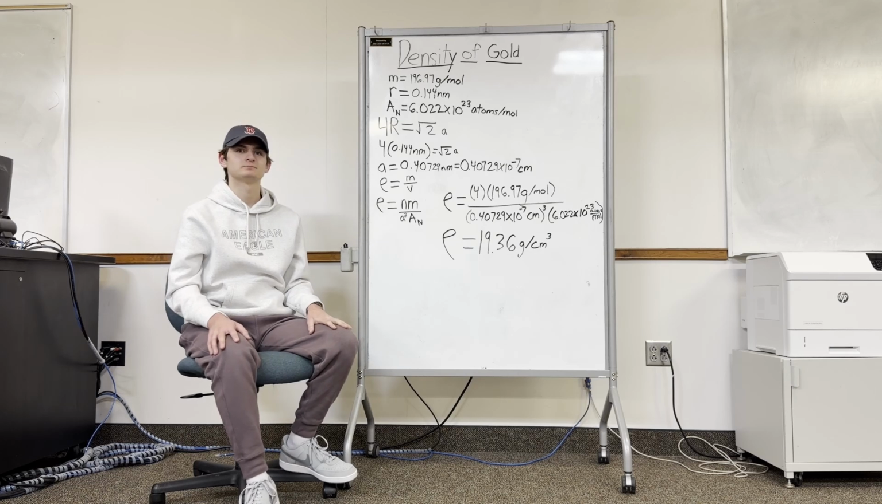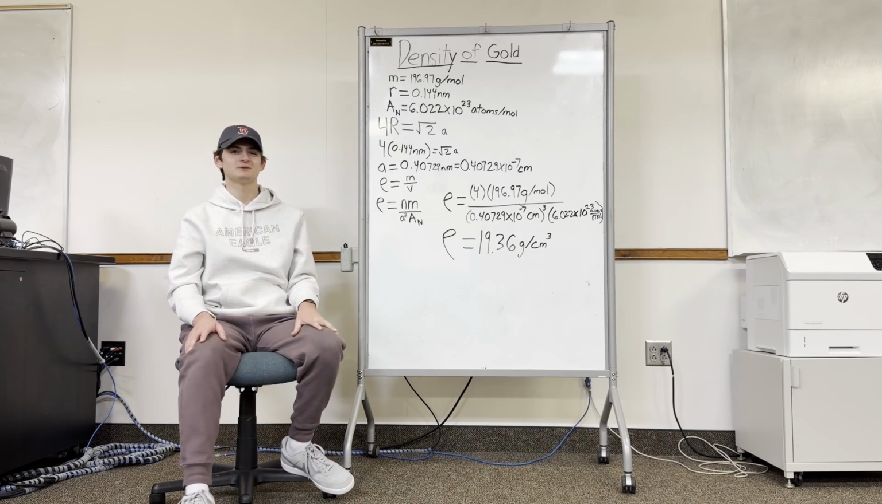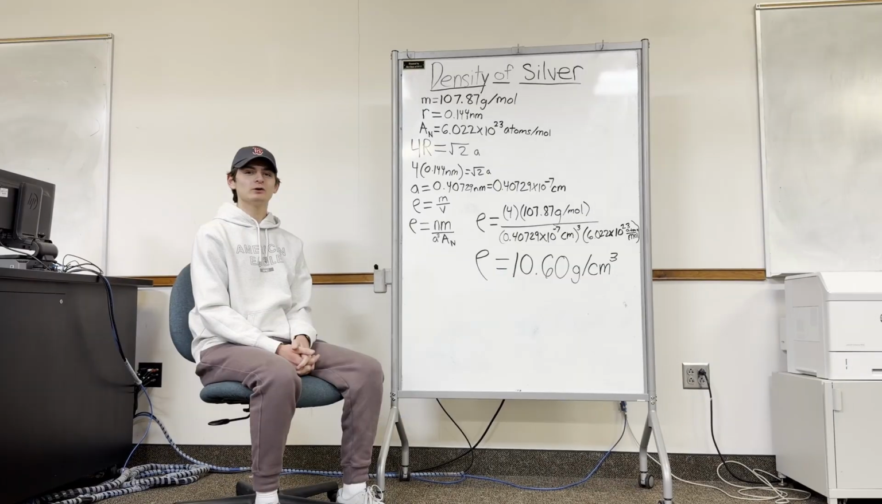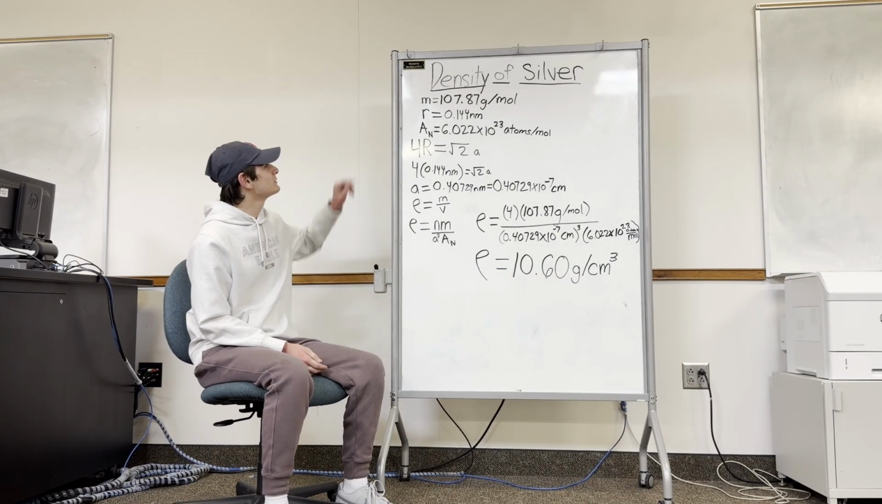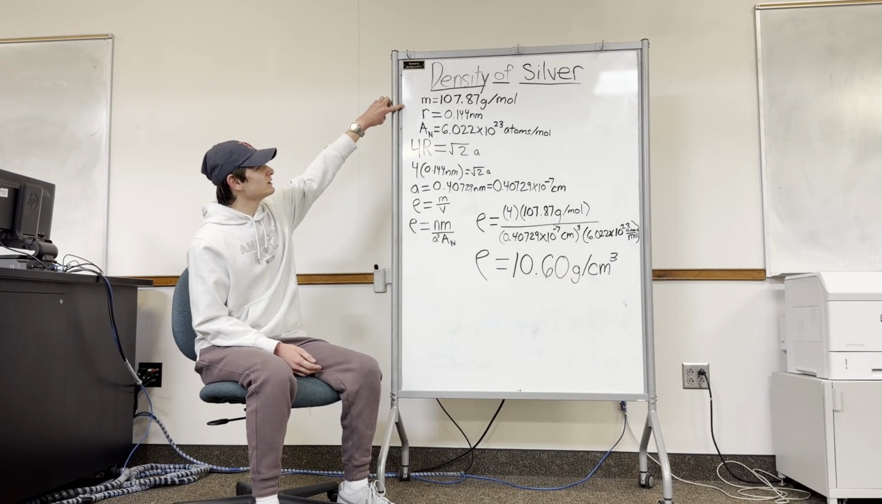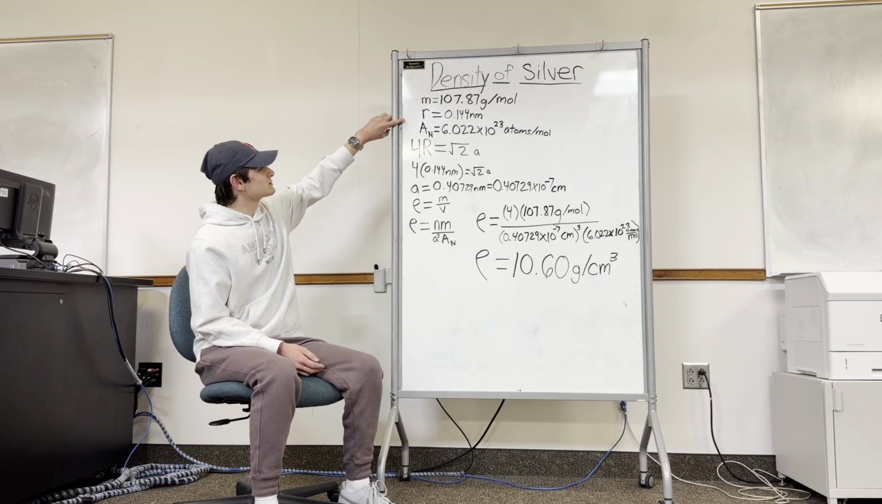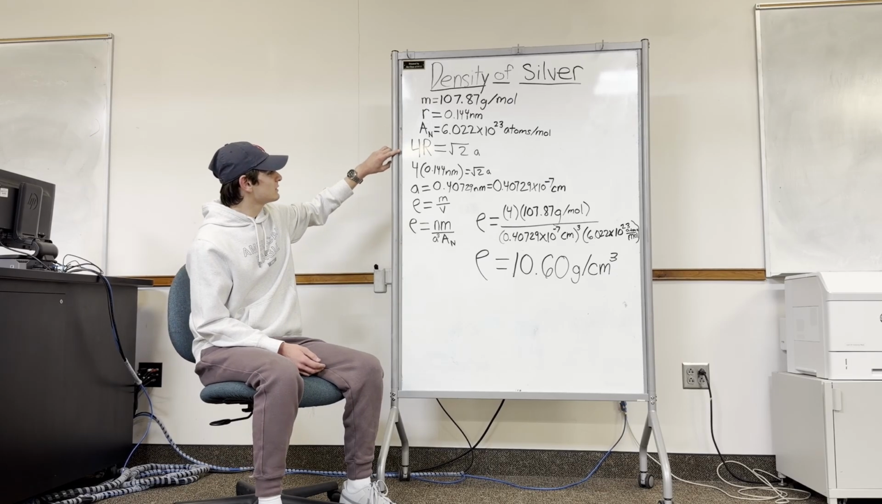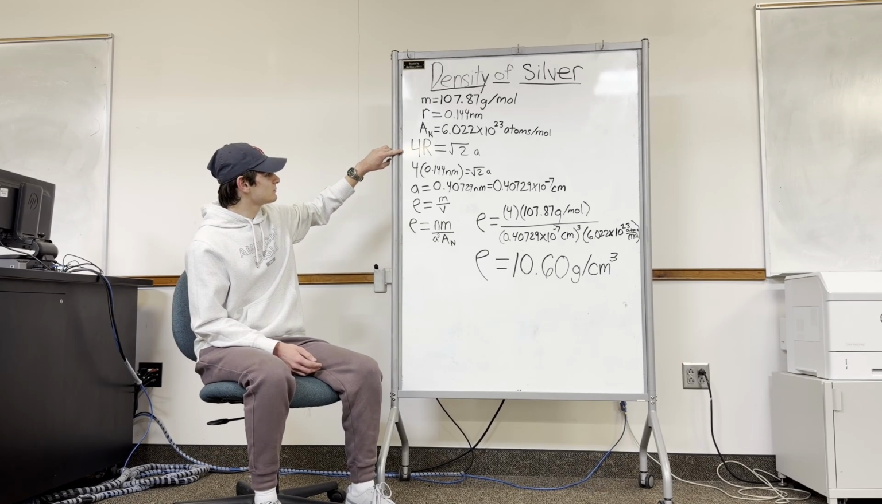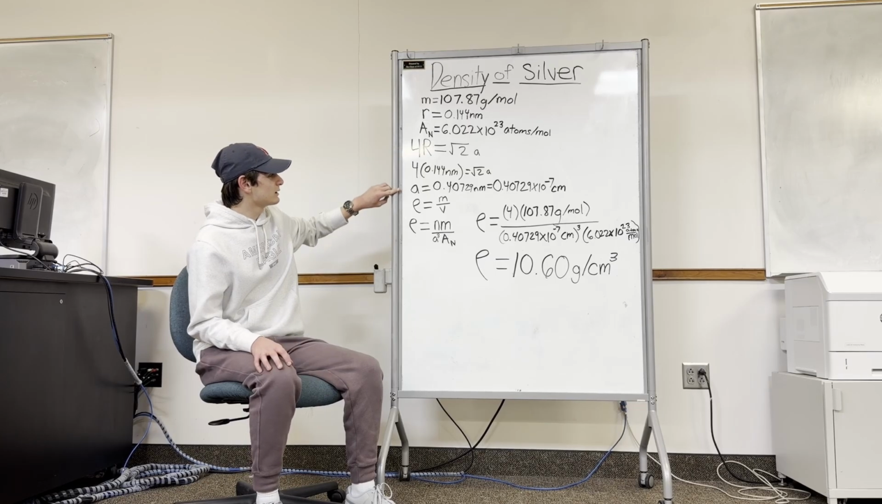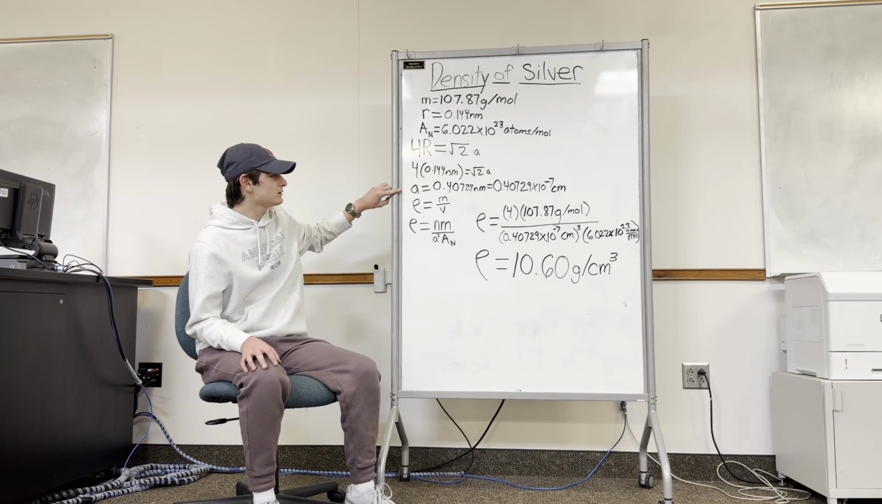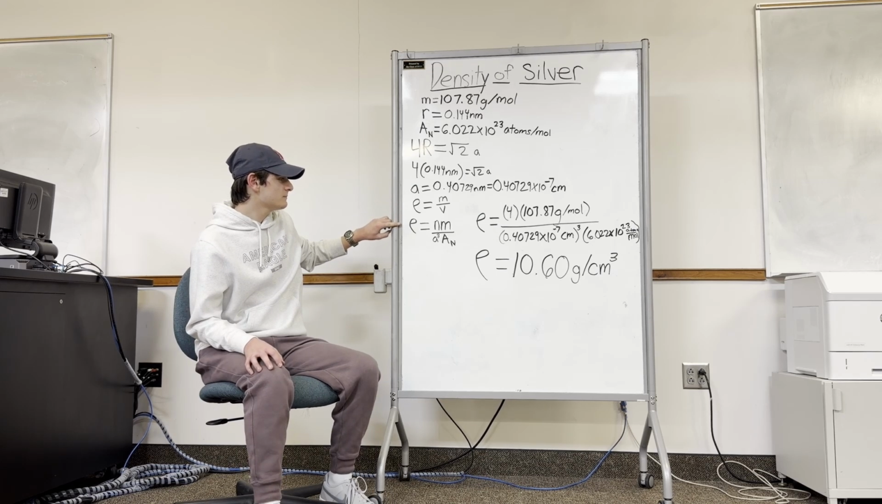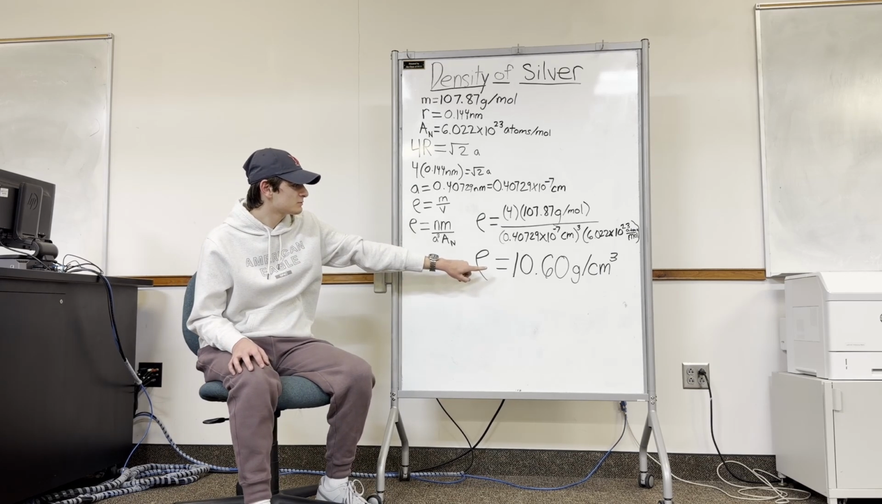Now I will demonstrate how to find the density of silver. When looking at the density of silver, we will see that the atomic mass is 107.87 grams per mole, and the radius is 0.144 nanometers. The Avogadro's number stays the same as that is a constant, and when we plug into the formula to solve for a, we will get 0.40729 times 10 to the negative 7th centimeters. When plugging into the density formula, we will get 10.60 grams per centimeter cubed.